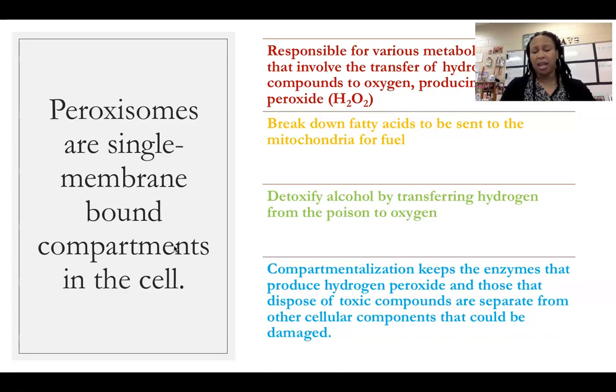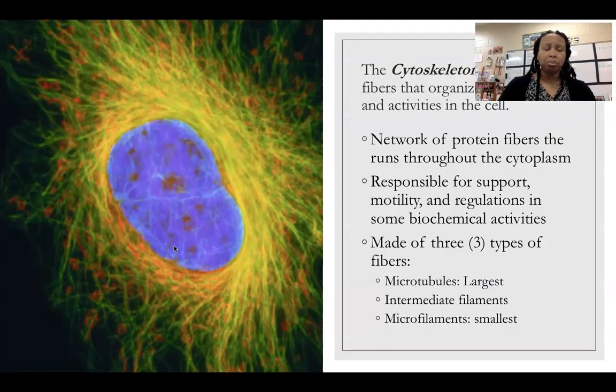Compartmentalization is going to keep the enzymes that produce the hydrogen peroxide and those that dispose of these toxic compounds separate from the other cellular components. Again, this is to prevent damage inside the cell or damage to other organelles. So this is a great example, along with lysosomes, of why compartmentalization is important in eukaryotic cells.